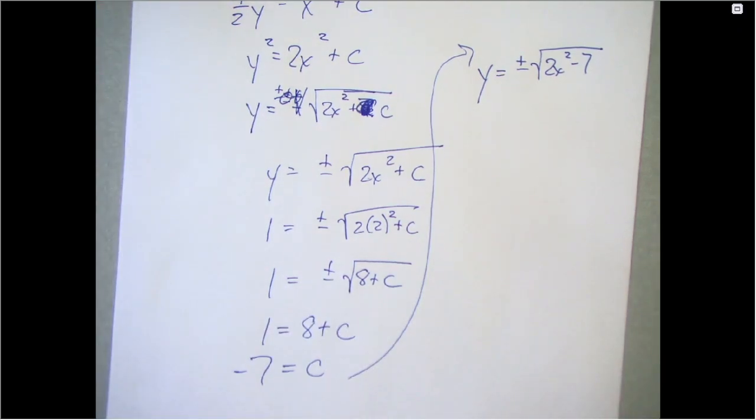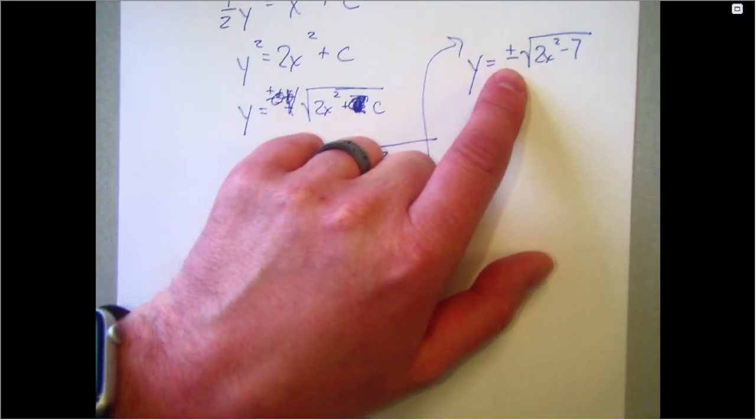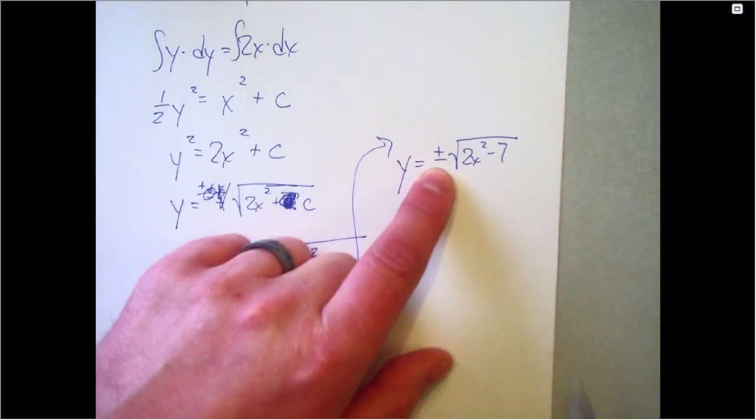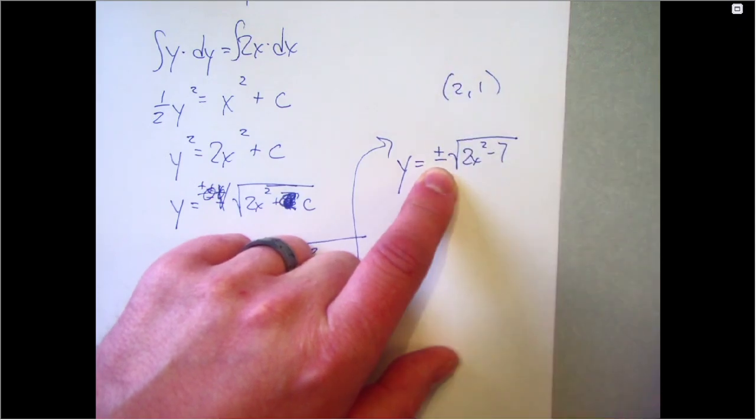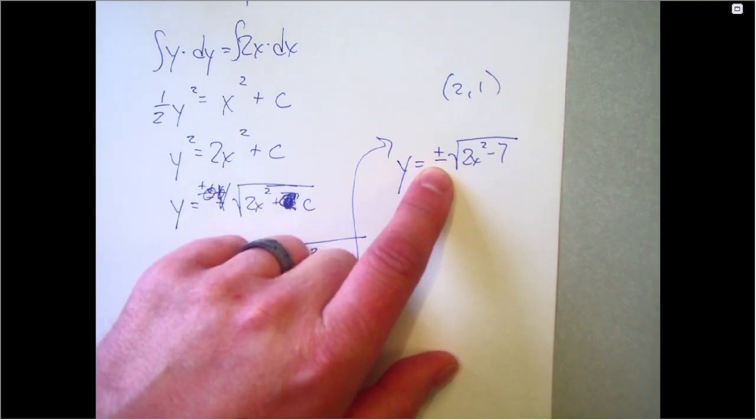Are there questions on what I did? I kind of feel like I went too fast. Are we okay? Alright. But now you gotta decide this plus or minus thing. So you use the point they gave you. They gave you 2 comma 1.